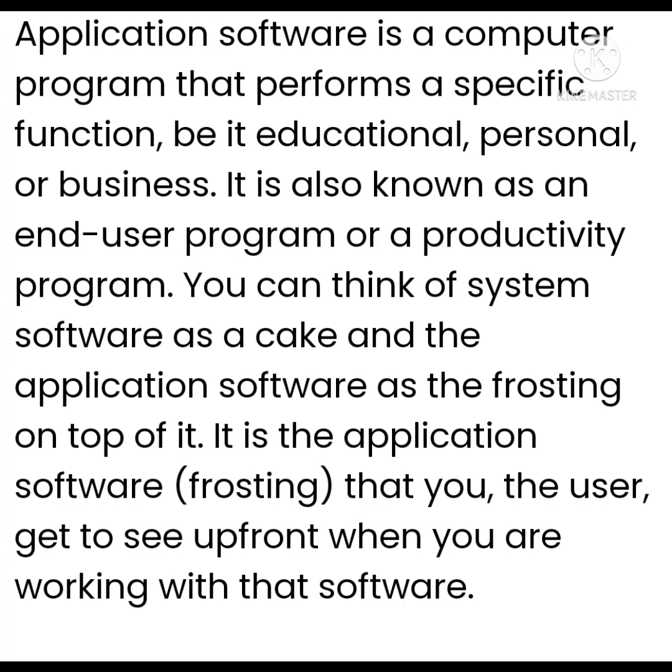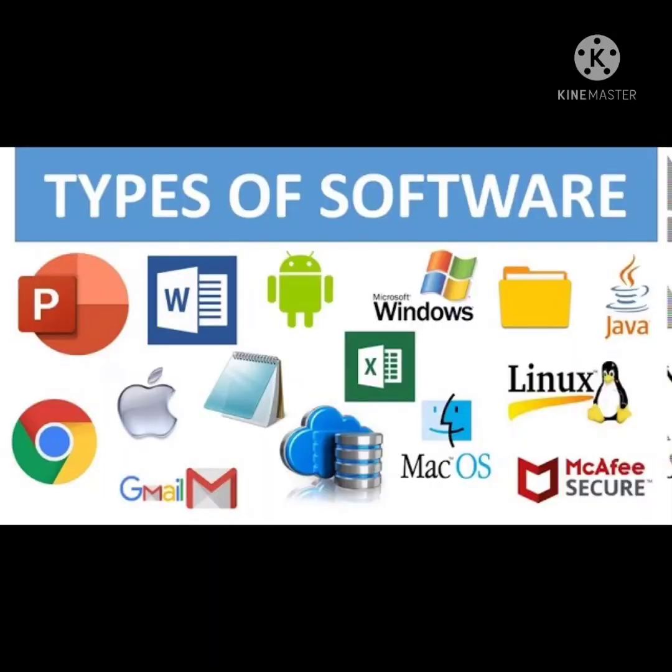A program that has been created and given to the end users to perform tasks on is called application software. These are some of the examples and types of application software which are famous in the market. Application software is of two types. One is the general purpose application and another one is the special purpose application software.